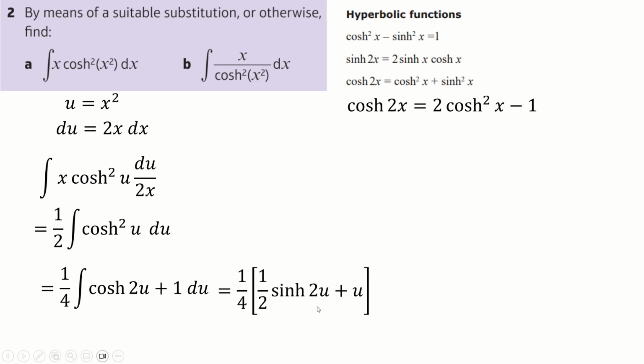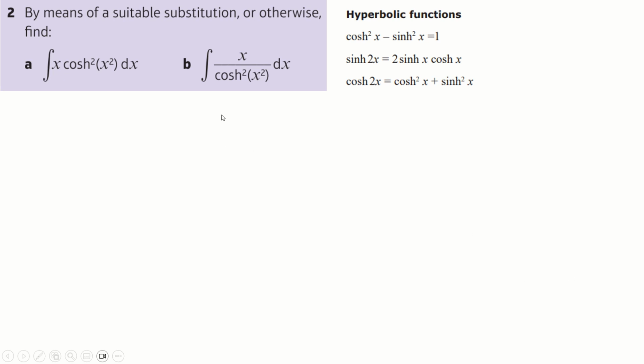I'll just integrate it in the usual way and put the u's back in, of course, for x squareds, and I should end up with my answer just there. I guess I should have put a plus c, but I don't really care.